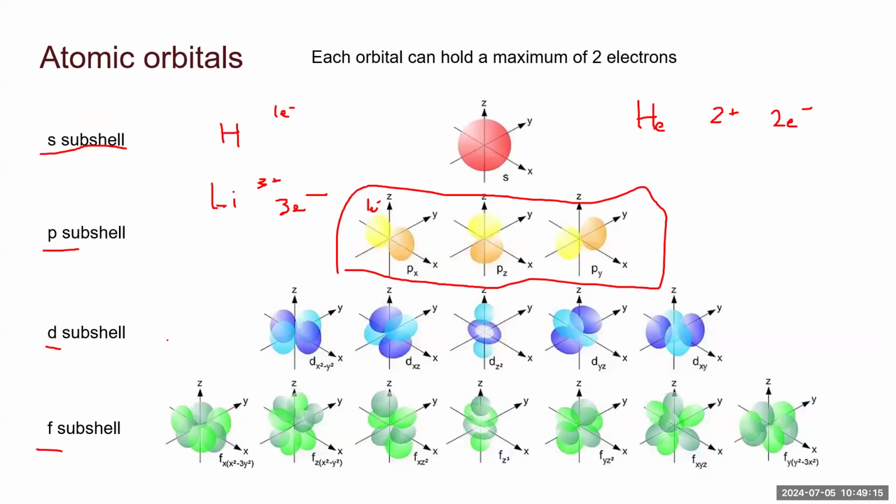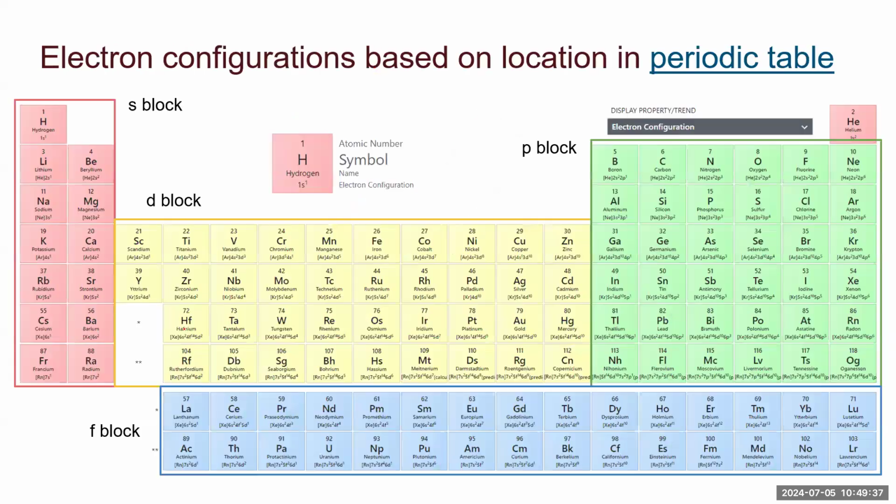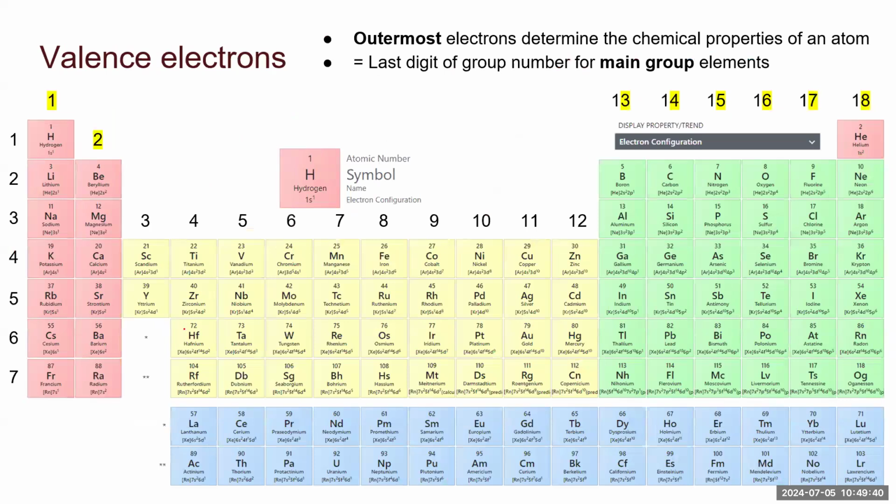In addition to that, I want you to know these images well enough that if I showed you one of them, you'd be able to say, aha, that's the F, that's the P, that's the D. Just so you know, I will block out where it says S, F, P, or D on there. So know the structures or be able to identify those models. This table also tells us the number of valence electrons any given atom has. The outermost electrons determine the chemical properties of an atom. It's the last digit of the group number for main group elements.